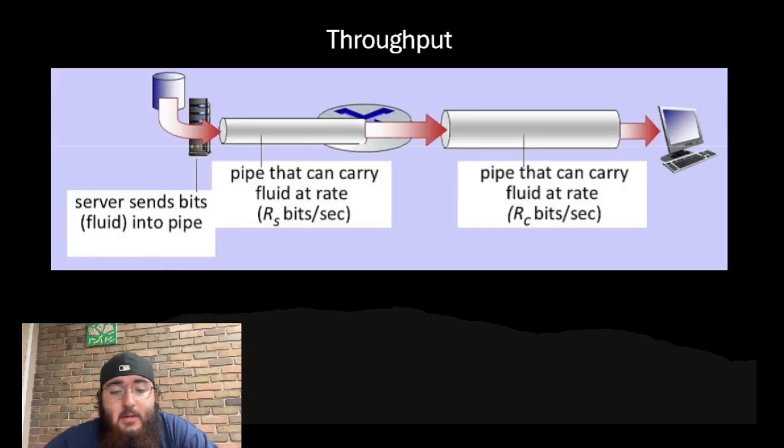Another important concept is throughput, which is the rate that data is successfully transmitted through a network. It is measured in terms of bits per second, and the higher the throughput, the more data can pass through.